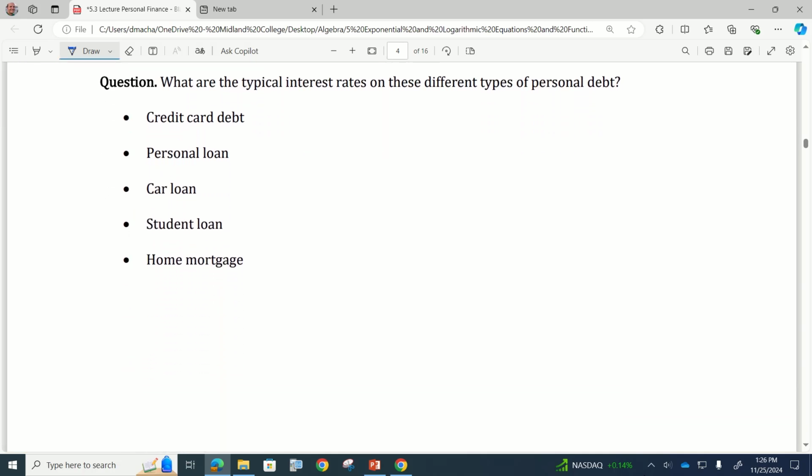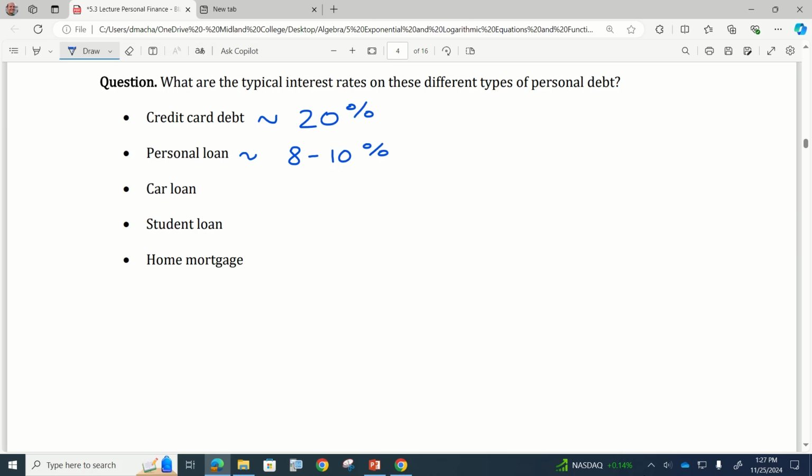Now, really briefly, there are different types of personal debt. We already said credit card debt is typically about 20% interest rate, compounded monthly. There is also such a thing as personal loans, which means you just go to the bank because you need money for one thing or another, and they'll lend you money, typically at a rate of 8 to 10%. There's a little bit of variation here because it depends on your credit score. If you've got a really good credit score, you get lower interest rates. If you have a bad credit score, you get higher interest rates.